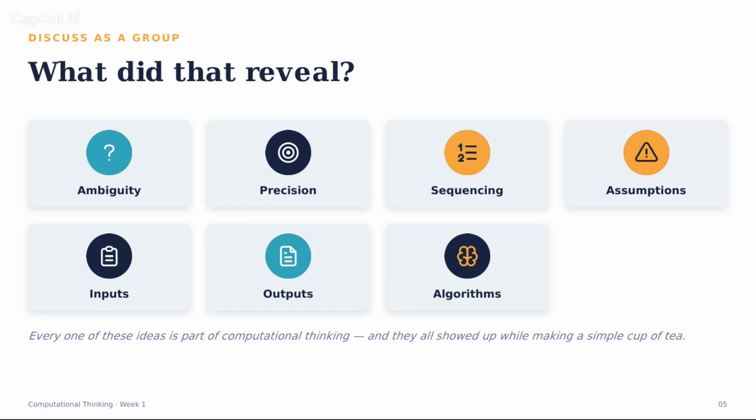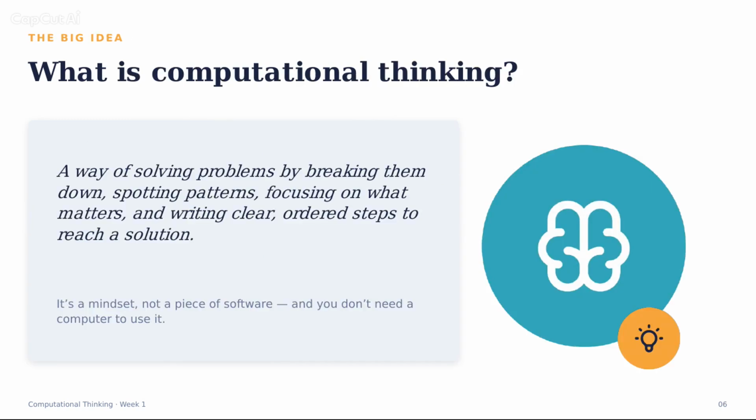And there's also inputs and outputs hiding in here. The instructions we gave were the input, what the computer actually did was the output, and the whole list of steps start to finish, that's an algorithm, which is really just a fancy word for a set of instructions done in order. Every one of those ideas is a building block of computational thinking. Now, let's actually define the thing properly.